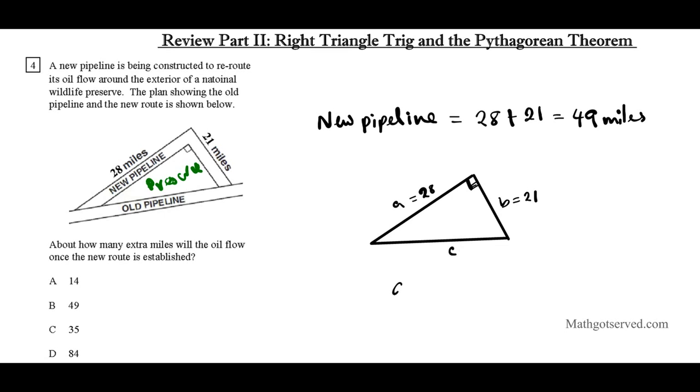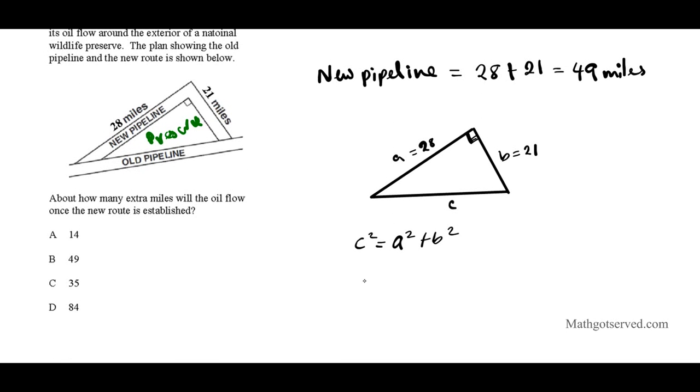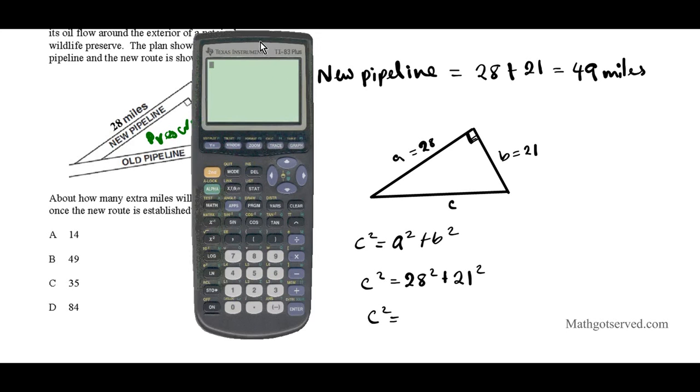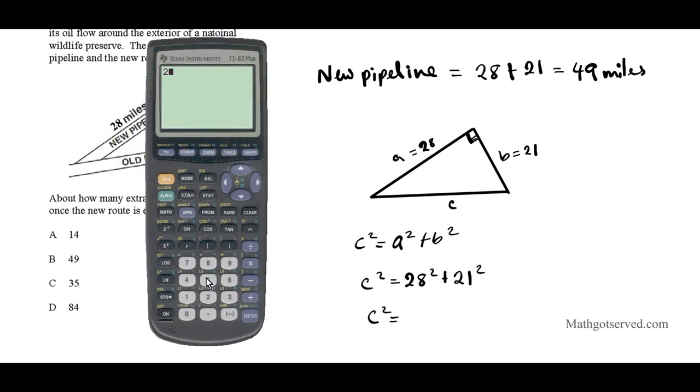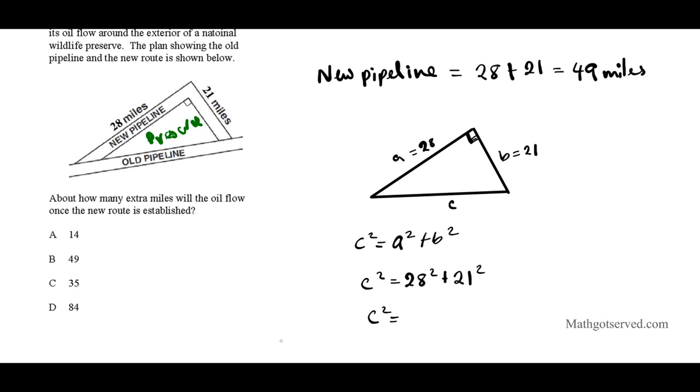So to figure that out, let's write down the Pythagorean theorem. C squared equals A squared plus B squared. So we have C squared equals 28 squared plus 21 squared. Let's plug that into our calculators and see what we get. 28 squared plus 21 squared is 1225. Okay, so C squared is 1225.